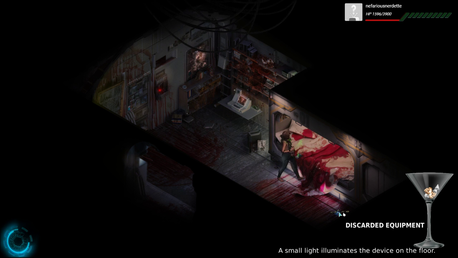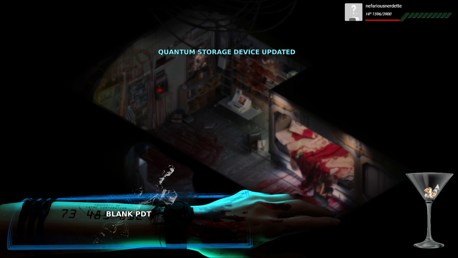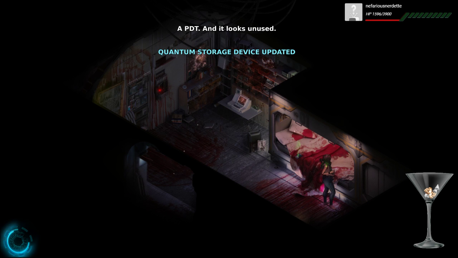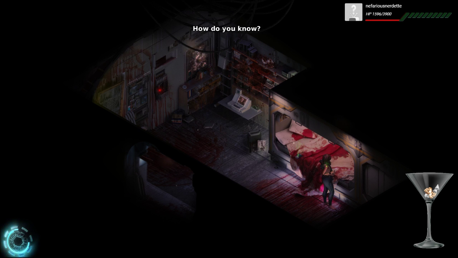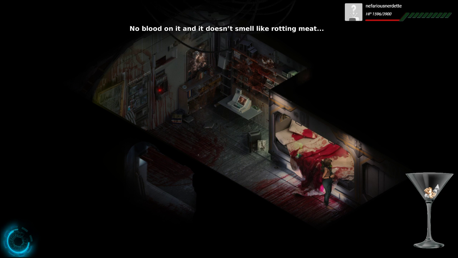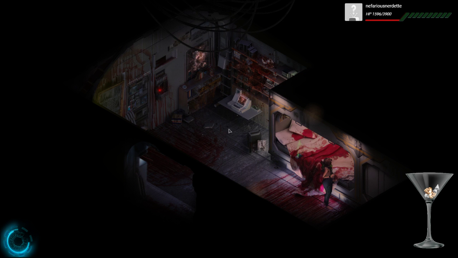Alright, so what is this discarded equipment? PDT. And it looks unused. Oh, there we go. How do you know? No blood on it. And it doesn't smell like rotting meat. Alright, cool. Well, quick save.